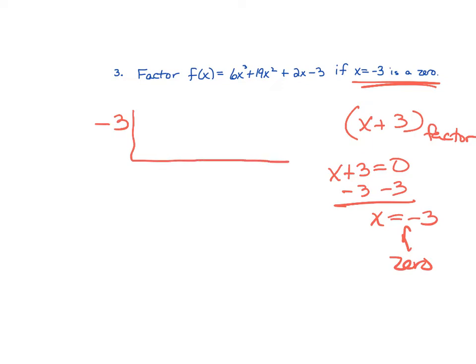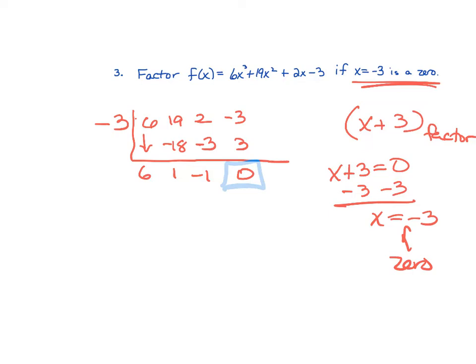All right, so let's go ahead and set up our synthetic. Again, I'm going to take all the coefficients. So I'm going to use the 6, that's the x cubed, then the x squared, then the x, and then the constant. Drop down the 6. Negative 3 times 6 is negative 18. 19 minus 18 is 1. Now multiply negative 3 and 1. Combine 2 minus 3. Multiply negative 3 times negative 1. And then negative 3 plus 3. This time I finally got a remainder of 0. So yes, this is a 0, or it is a factor.